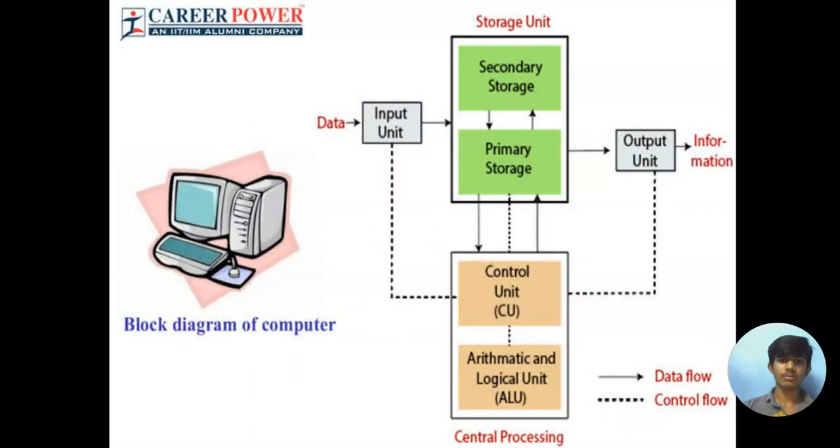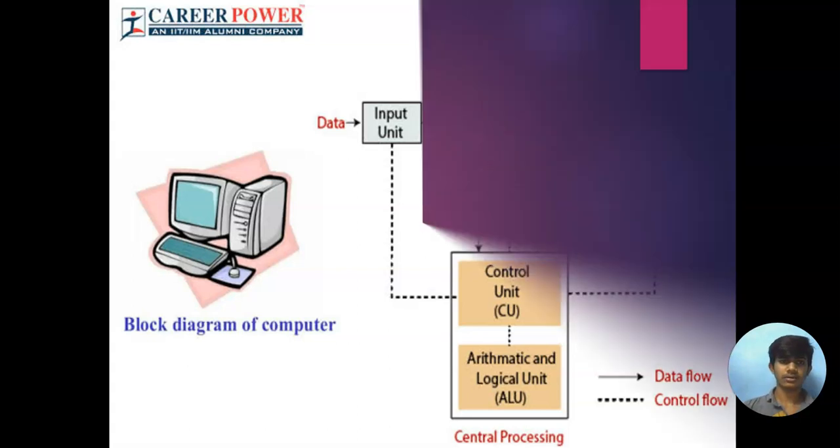This is the diagrammatic representation of a block diagram, as shown in the picture. The data and programs that we input here move directly to the primary storage. From primary storage it moves to the CPU, which will process it, and then it moves to the secondary storage and to the output. We get the output here, called processed data, as information.